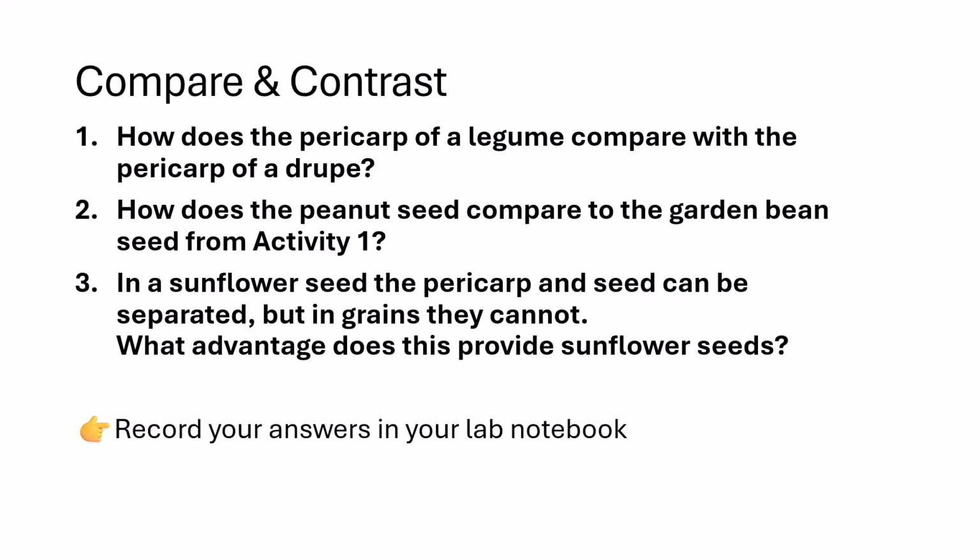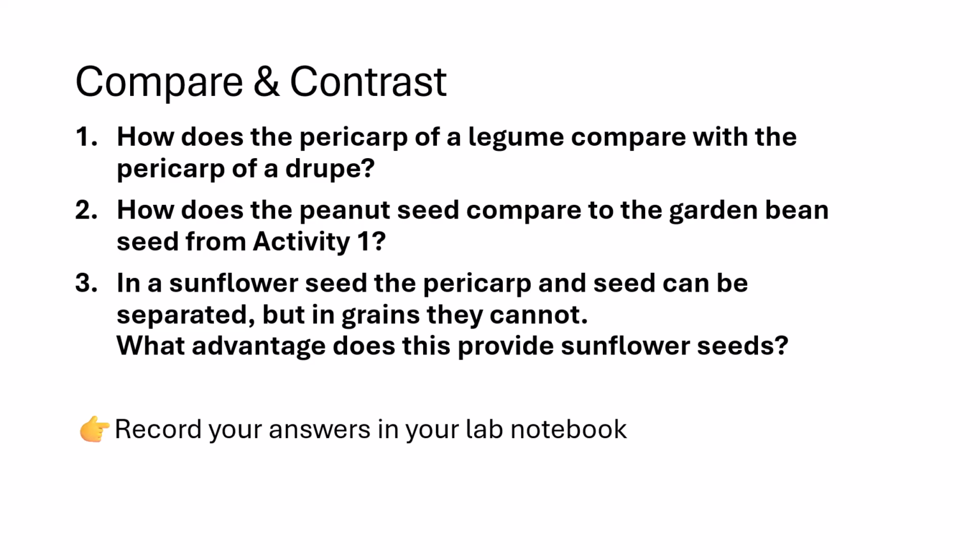Now compare the structures you observed. First, compare the pericarp of a legume to a drupe. Both fruits protect seeds, but the structure and texture of the fruit wall are very different. Next, think about the peanut seed and how it compares to the bean seed you examined earlier. Are they similar? Think about what type of seed a bean would be.